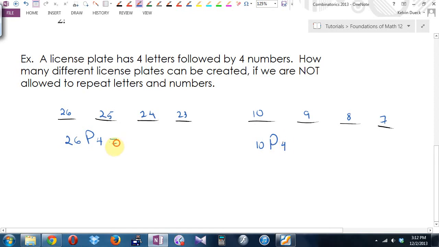Remember, 26P4 is actually 26 factorial over 22 factorial. I could actually give you the question looking like that as an answer to pick from instead of the actual value. And 10P4 is actually 10 factorial over 6 factorial.